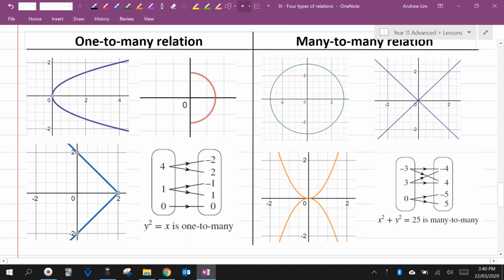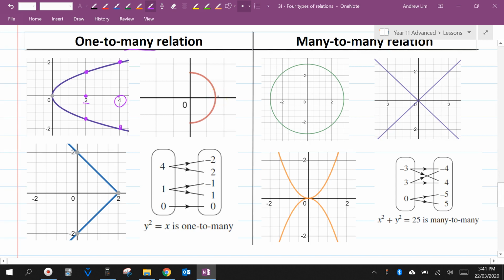Here I've got 4 examples of each. If we have a look at this graph here, it fails the vertical line test. So we know it's a relation, but is it one-to-many or many-to-many? Well, if we were to draw horizontal lines anywhere, it only cuts it once. Therefore, it's a one-to-many relation. What that means is, if we have one input of x equals 4, it's going to give us 2 y outputs of 2 and minus 2. So it's a one-to-many relation.